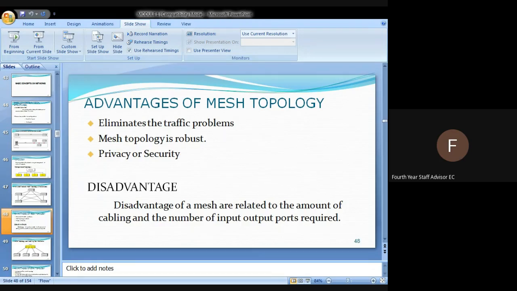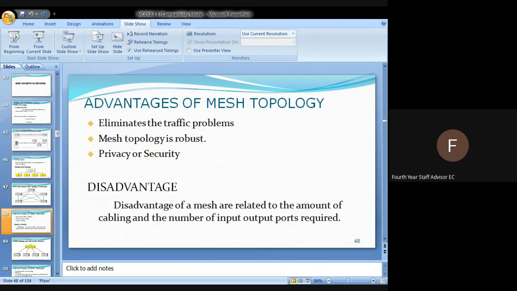And it is robust. It is very strong. In the sense, if you have 5 devices, and something happens to one of the links, the others can still be involved in that transmission. It won't affect the other systems in the network.